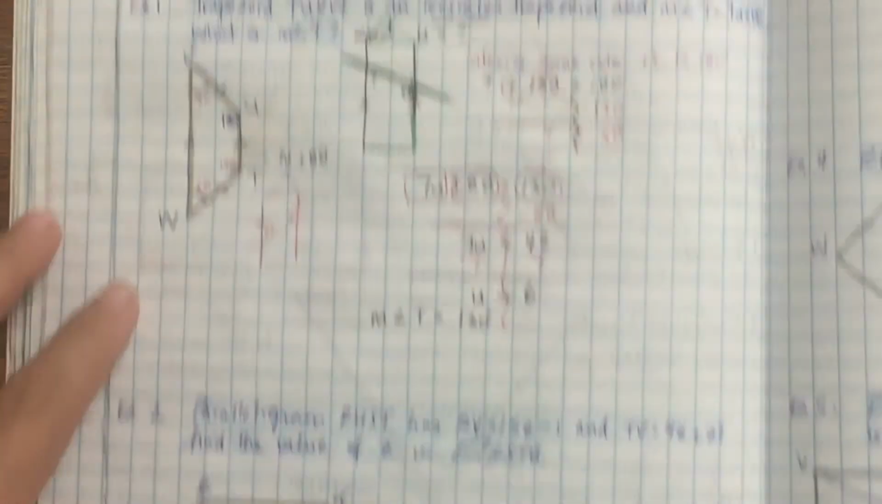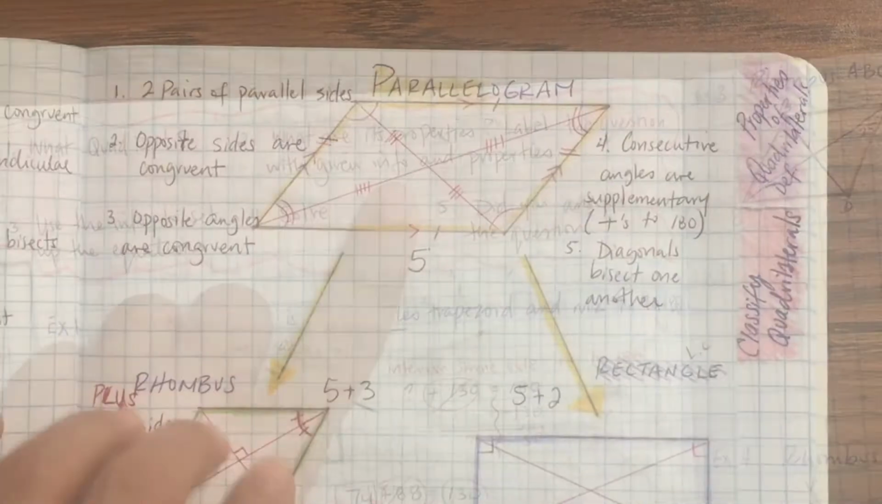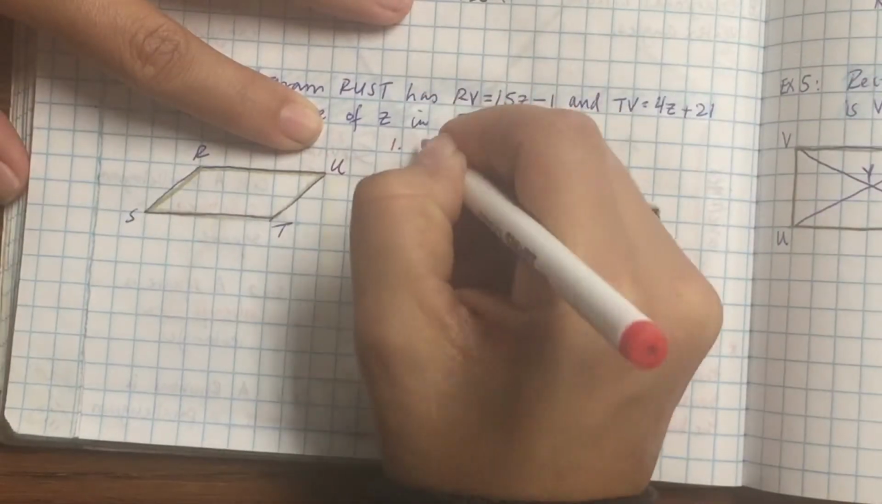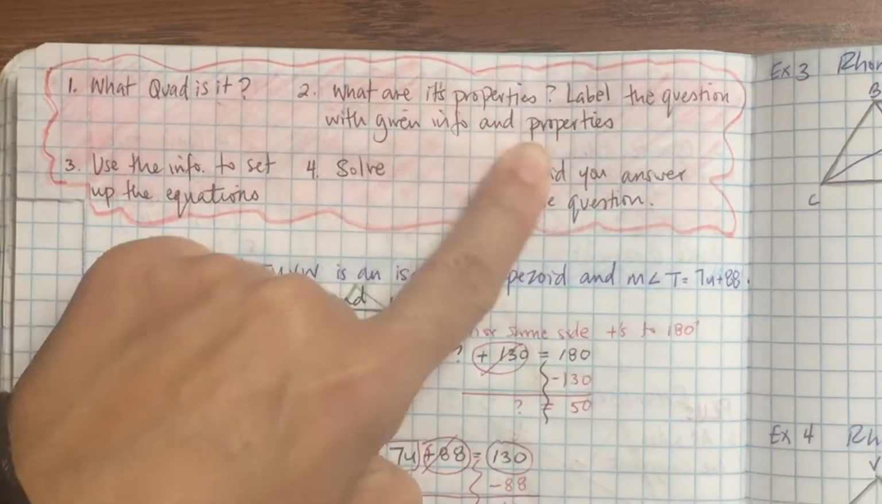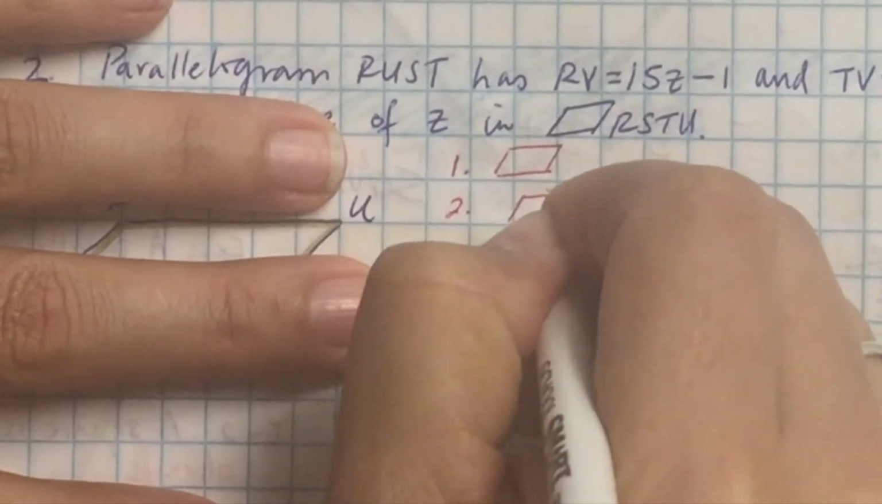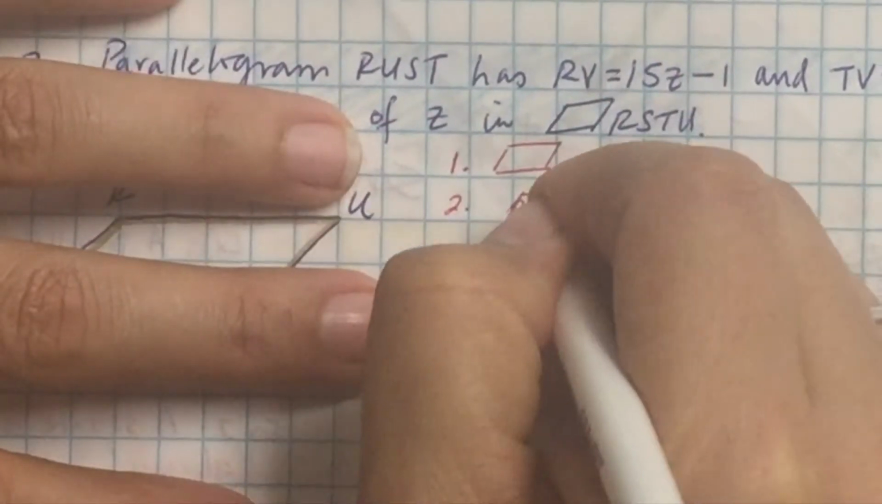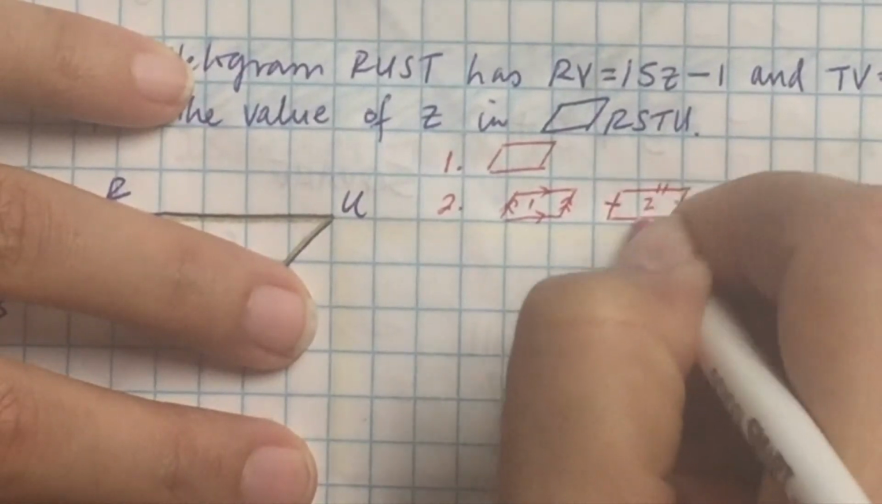All right, now we have a parallelogram. So what quadrilateral is a parallelogram? Now I have to think about what properties it has, and label the question. It has 5, so I'm going to draw those 5. One is in the name, a parallelogram, so two pairs of parallel sides. The second one is opposite sides are congruent.